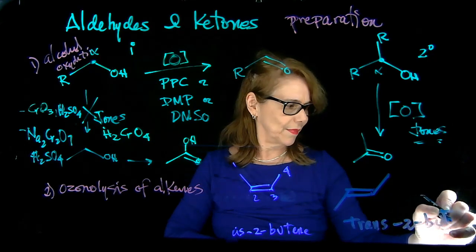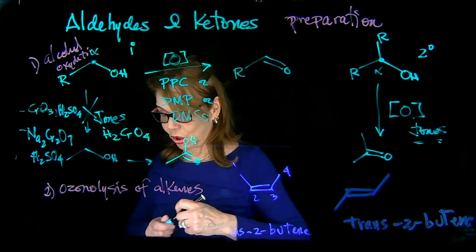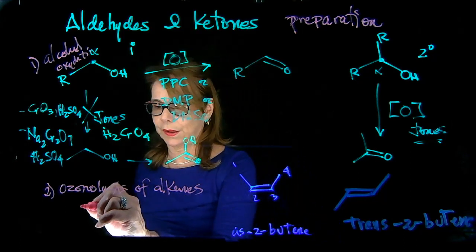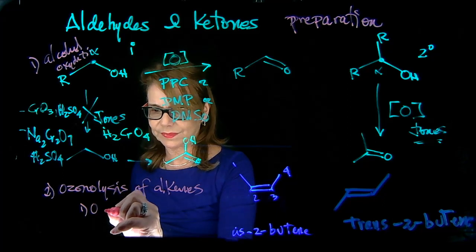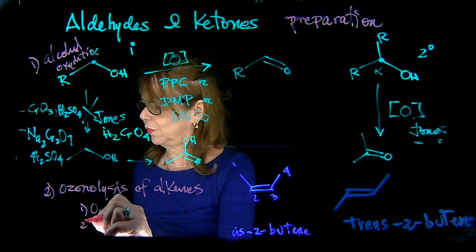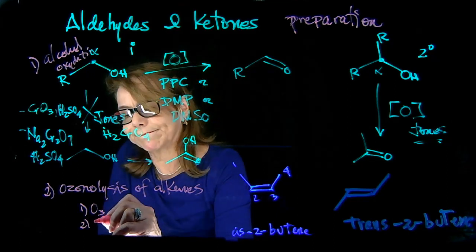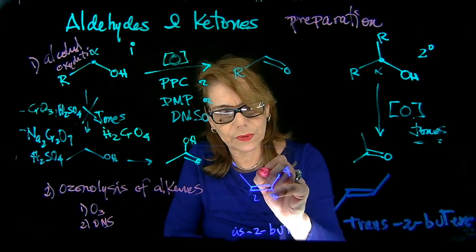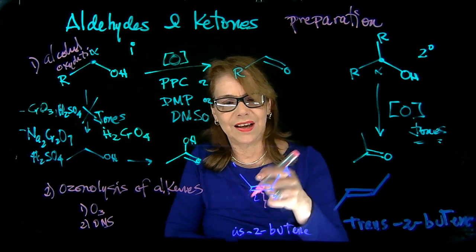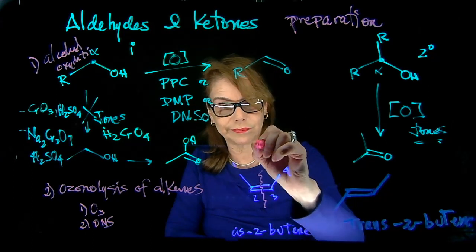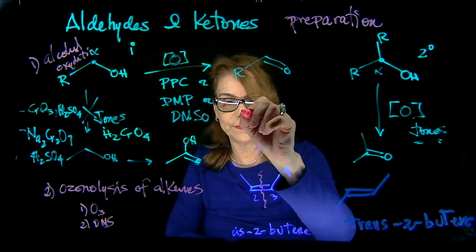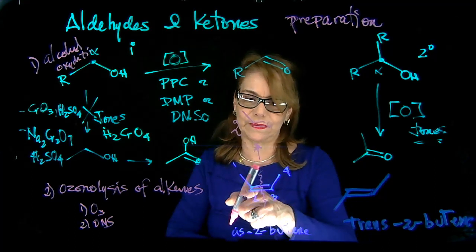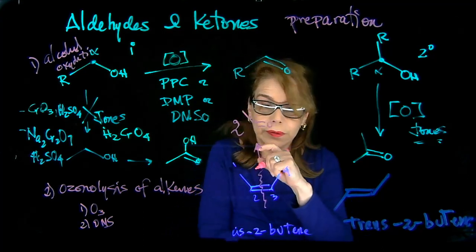Okay, if you did ozonolysis, the conditions are going to be ozone followed by DMS, dimethyl sulfide. If you do ozonolysis here, you're going to break this bond here. So you're going to get 2 moles of acetaldehyde. So I'm going to put a number 2. Notice that's an H and H, so you get 2 moles of the same.